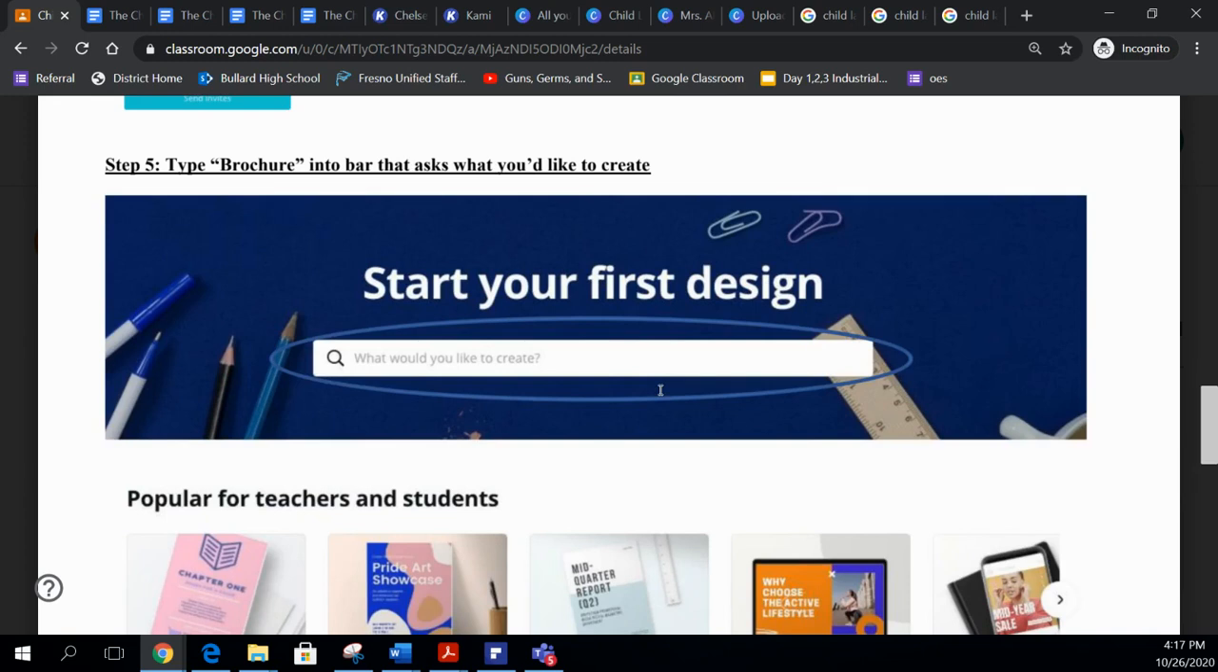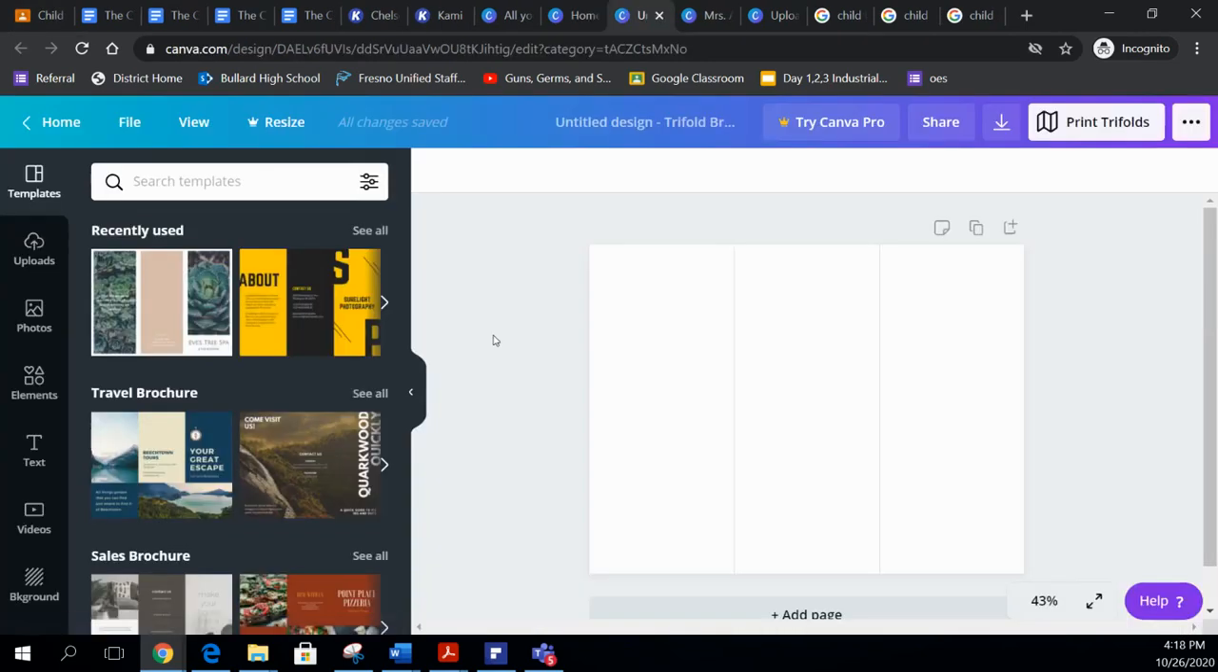And then you should see a screen that pops up like this. Okay, so you're going to type in brochure. Brochure is the same thing as a pamphlet, just a different word for it. So you're going to type brochure into the search bar. It's going to take you to a page that looks something like this.